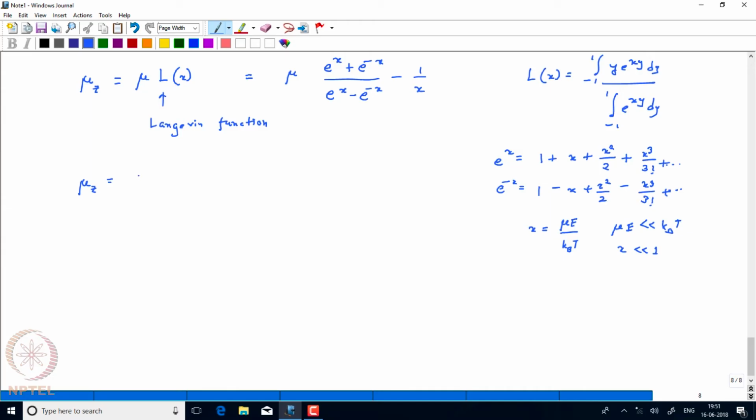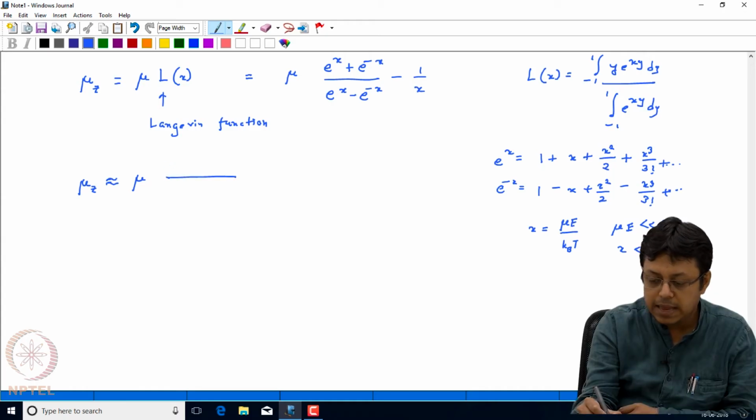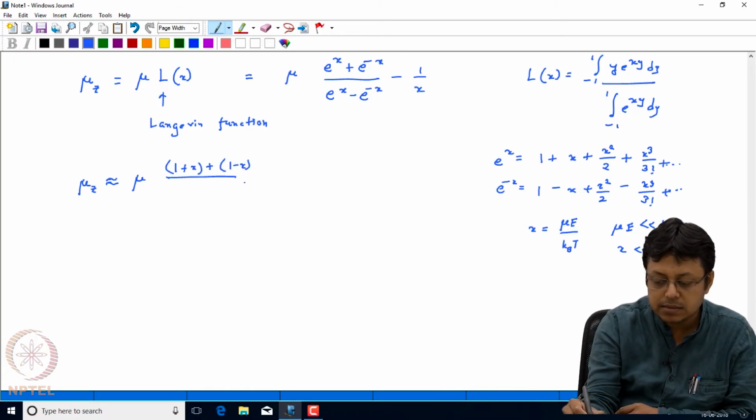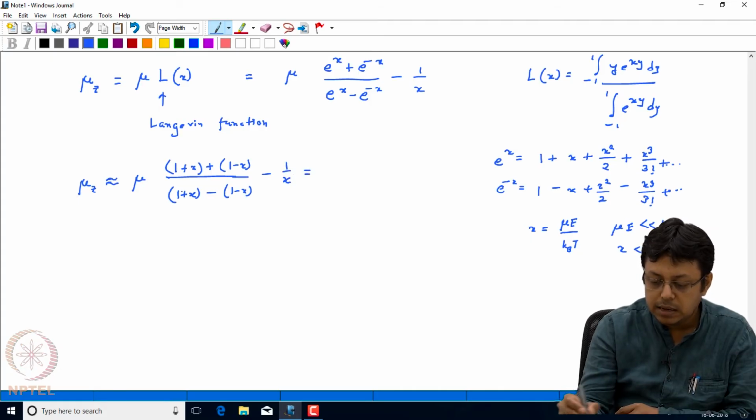And then mu z will have the form of mu times the first term, e to the power x minus e to the power minus x, if we approximate it as 1 plus x plus 1 minus x for e to the power minus x. In the denominator, we will have a minus sign and minus 1 minus x. Now, what we see here is that it is basically mu times the entire thing.